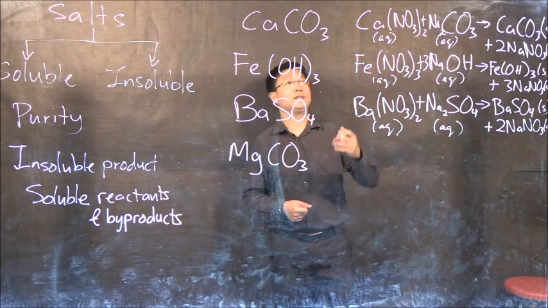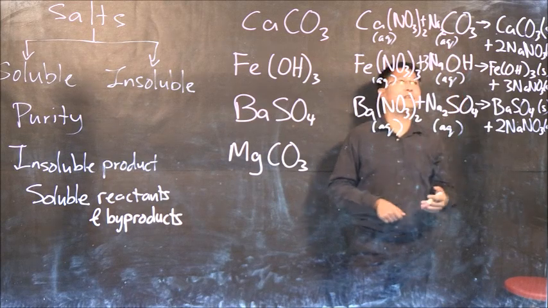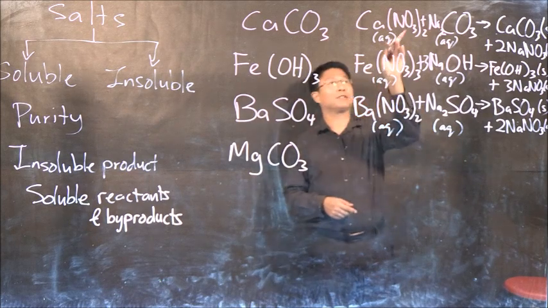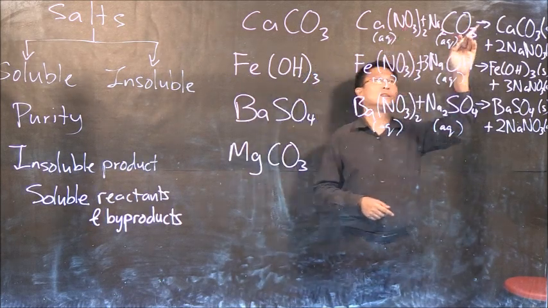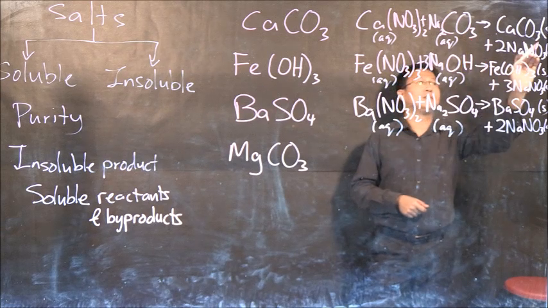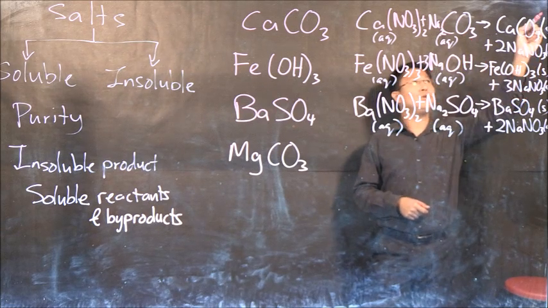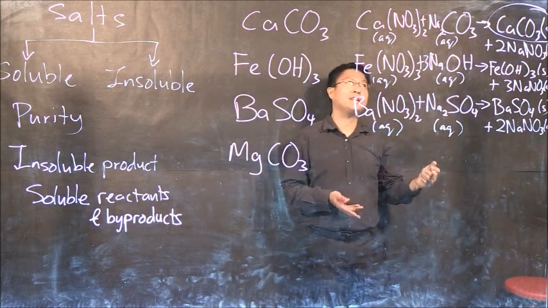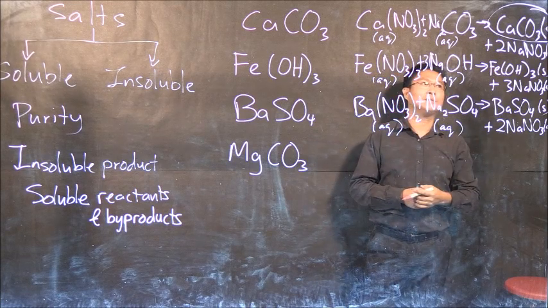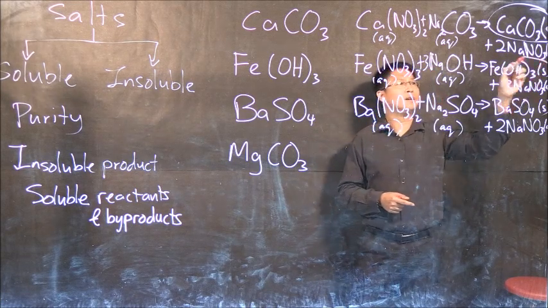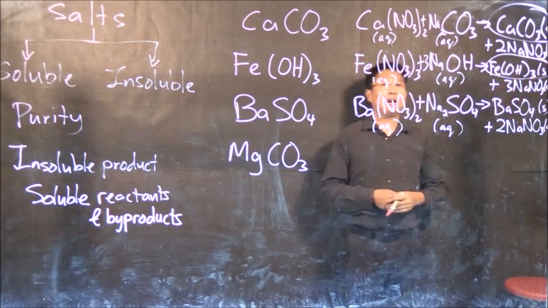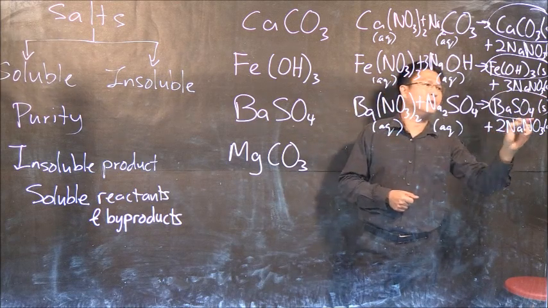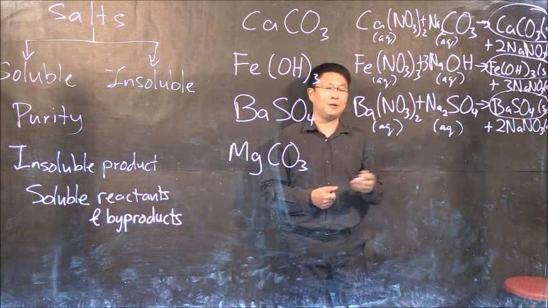here we see that in the first case of calcium nitrate with sodium carbonate, to produce calcium carbonate and sodium nitrate, calcium nitrate is soluble, sodium carbonate is soluble, sodium nitrate is soluble. So the only product that is insoluble will be calcium carbonate, which will then precipitate out to form the solid calcium carbonate. Similarly, in the second case, the only insoluble product, iron 3 hydroxide, will be precipitated out. And in the third case, barium sulfate will be precipitated out.